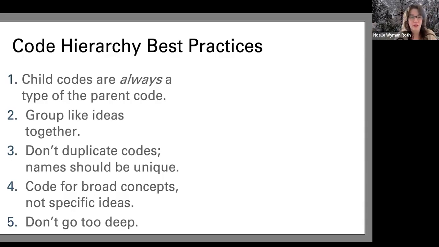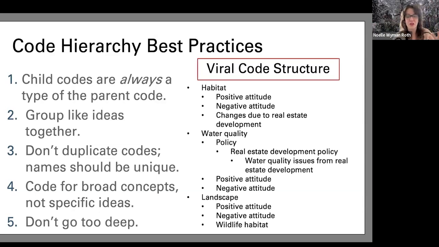So if you don't follow these best practices, I'm going to show you what you might end up with. And this is what trainers call a viral code structure. What we have here are 3 core codes of interest related to the natural environment: habitat, water quality, and landscape. And we have some cross-cutting themes related to how people feel about them. So we have a positive attitude, negative attitude underneath each. And then we're trying to capture how they might be related to each other.